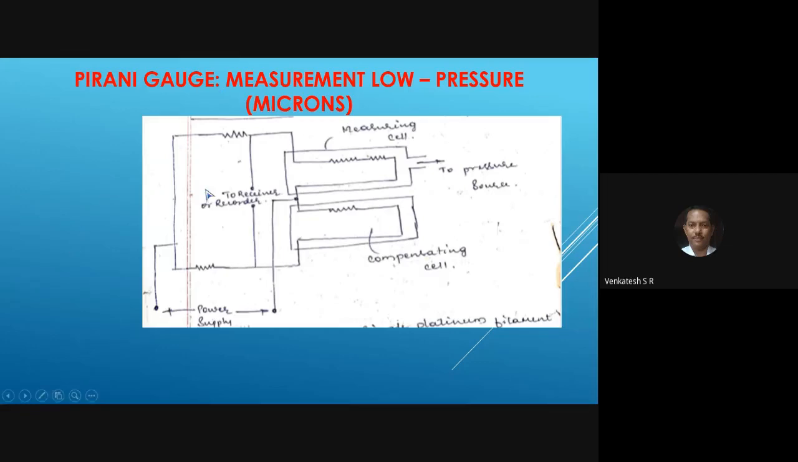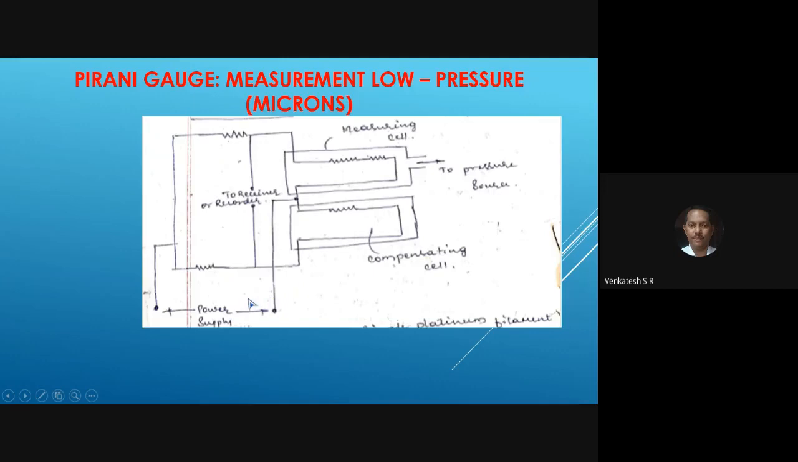All of you observe what is present here. This is the measuring cell and this is the compensating cell. If the pressure in the measuring cell is more than required, then compensation is required. For that reason, there will be a resistance that can be energized by electrical current so that you can compensate if the pressure is less or more, by using one more cell here, the compensating cell.